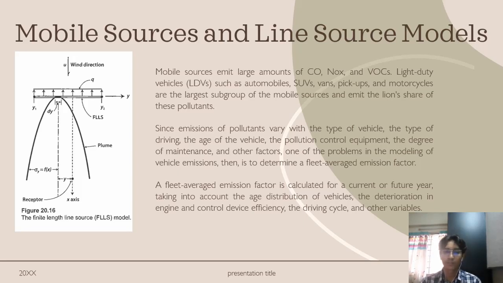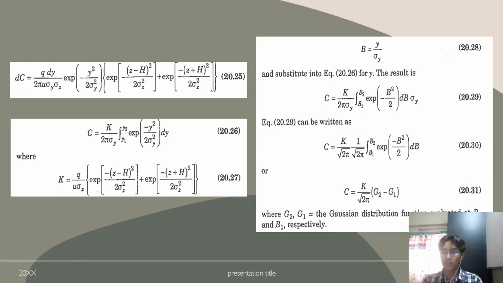A fleet average emission factor is calculated for a current or future year, taking into account the age distribution of vehicles, the deterioration in engine and control device efficiency, the driving cycle, and other variables. Now figure 20.16 shows the finite length line source, or FLLS, model. Once again, let us consider the FLLS shown in figure 20.16.